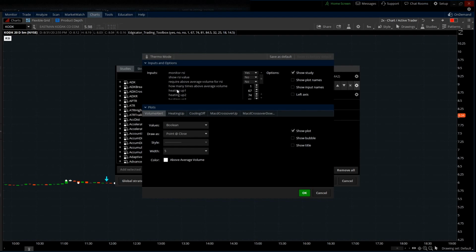And the next option is just basically to say how many times above average the volume is before it triggers the RSI warnings. And you can change that to 2 times, 1 time, 10 times, whatever you want.